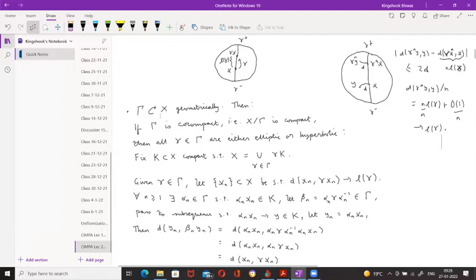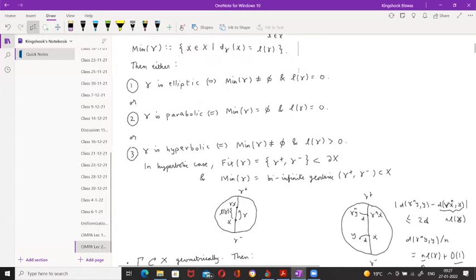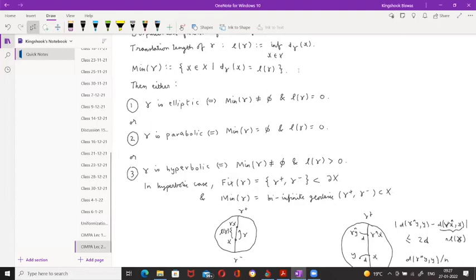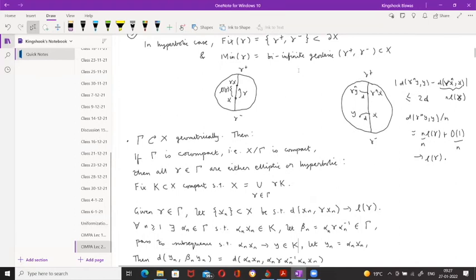So then if gamma is co-compact, that means the quotient X mod gamma is compact, then it turns out that all elements of gamma are either elliptic or hyperbolic. You cannot have any parabolics if the action is co-compact. In terms of this set min gamma, parabolic corresponds to the case where min gamma is empty. The other two cases, elliptic and hyperbolic, correspond to the case where min gamma is non-empty. So if the action is co-compact, then you can show that min gamma is non-empty, and so it must be either elliptic or hyperbolic.